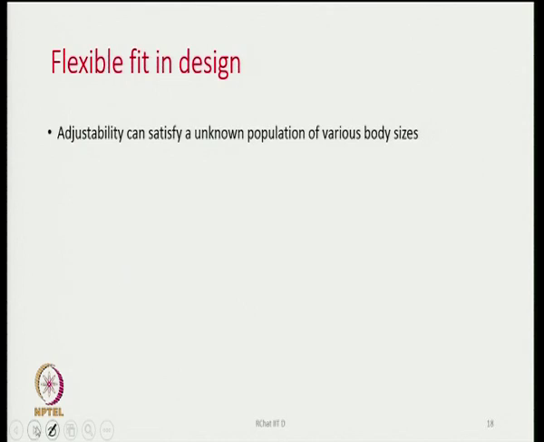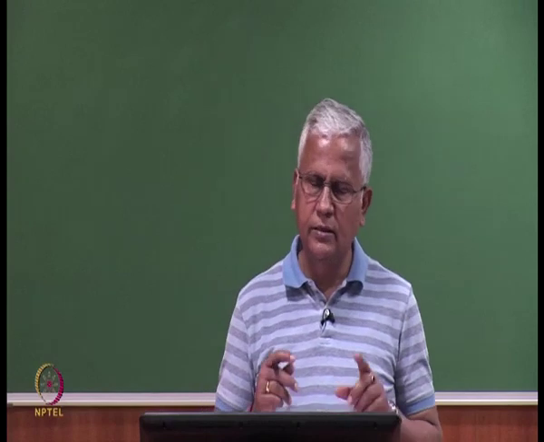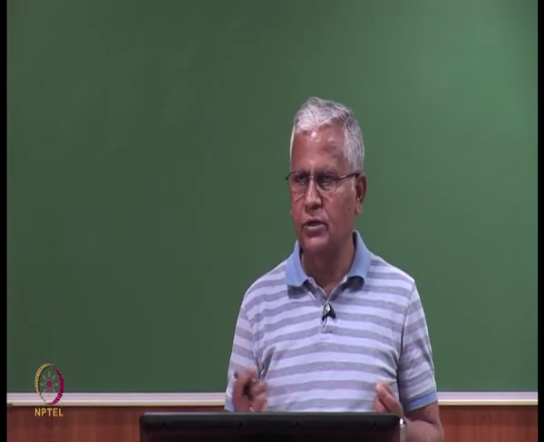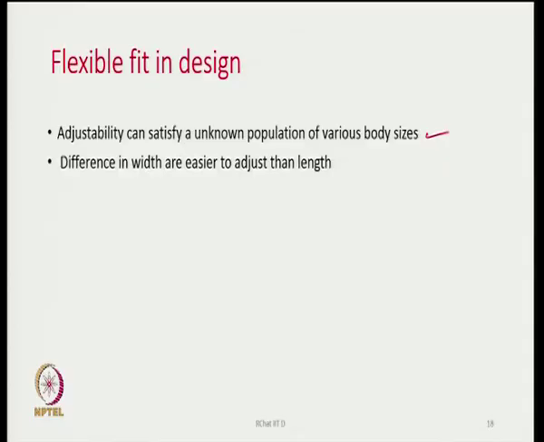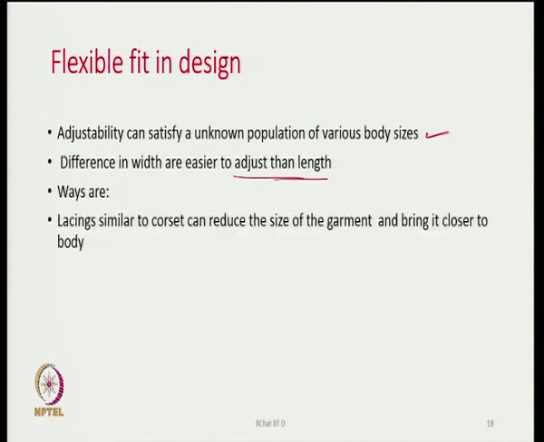Now, flexible fit in design, that is adjustability, can also be introduced, which can satisfy an unknown population of various body sizes, because when a company is manufacturing a product, the product has to serve a large population, and in that large population obviously the size and shape of the body is going to differ. So, if adjustability can be introduced, then that will be a very good aspect of the design. Differences in width are easier to adjust than differences in length. How? Lacing similar to a corset can reduce the size of the garment and bring it closer to the body.